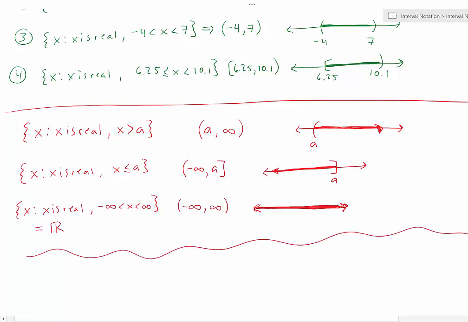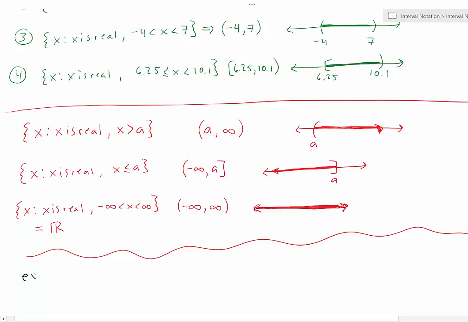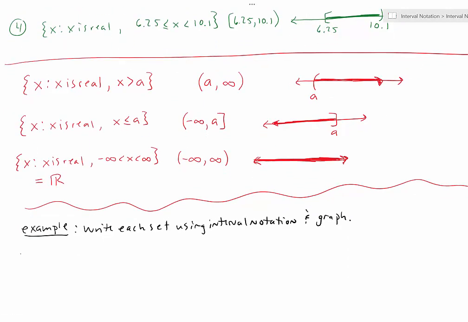A couple quick examples before we finish the video. How about we do the same thing like we did in the previous example? Let's write each set using interval notation and graph. Okay, so I'll make a couple up here. How about the first one? Set of real x's where we have that x is bigger than or equal to negative 7.